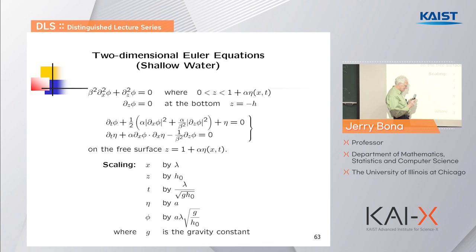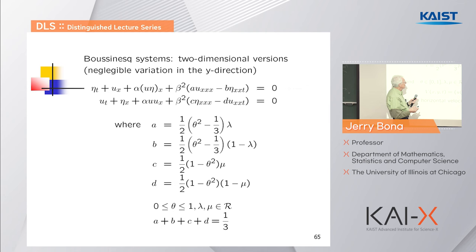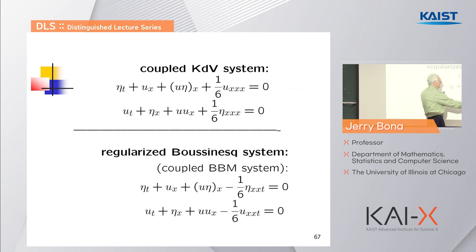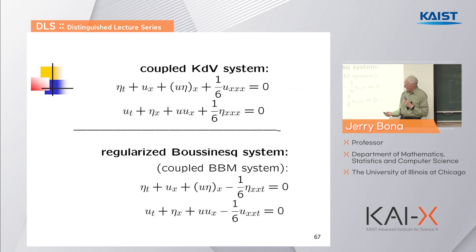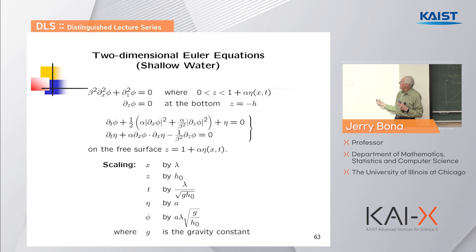I won't go through this, but these are the kind of equations that you get. You get a coupled system of pairs of equations. And what you'd like to know is, first, if this has solutions, if you pose initial data. And secondly, does it approximate that full set of Euler type equations? And the answer to both of those questions is yes. And actually, we have theory now, this theory is recent, that these equations actually work.